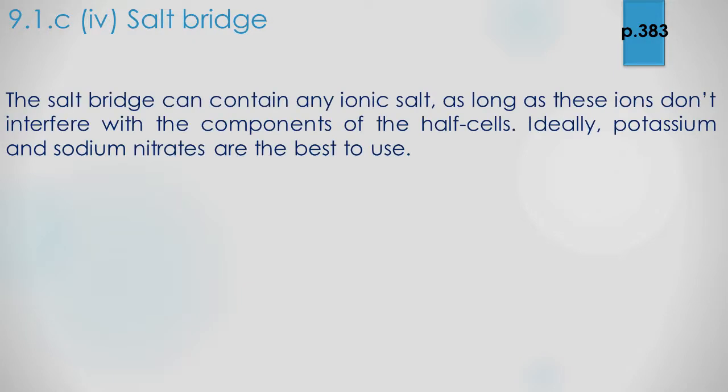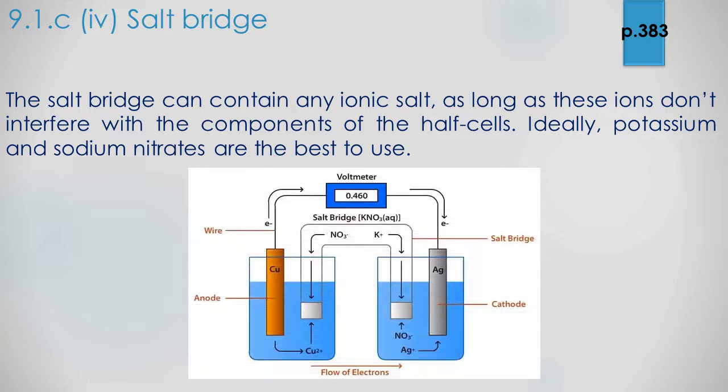Now, what are the electrolytes that we can use? The salt bridge can contain any ionic salt as long as these ions do not interfere with the components of the half cells. To be on the safe side, we use potassium or sodium nitrates because you know that potassium ions, sodium ions and nitrate ions are always soluble, they do not precipitate. So ideally, those are the best electrolytes to use in a salt bridge.